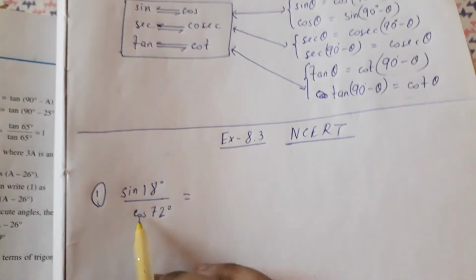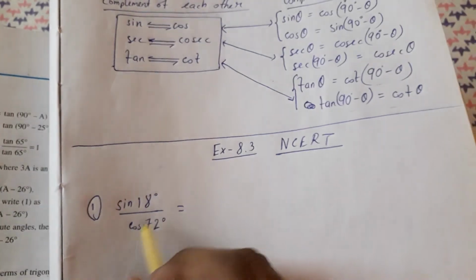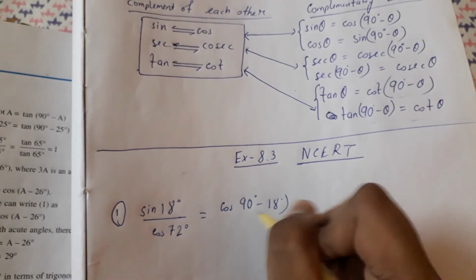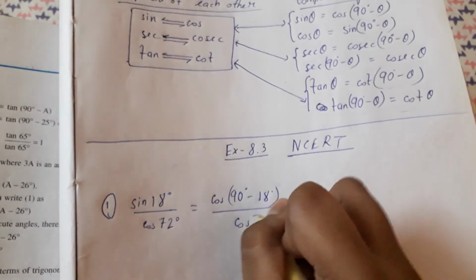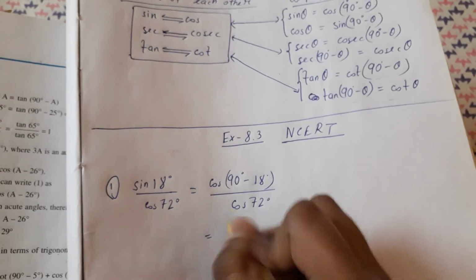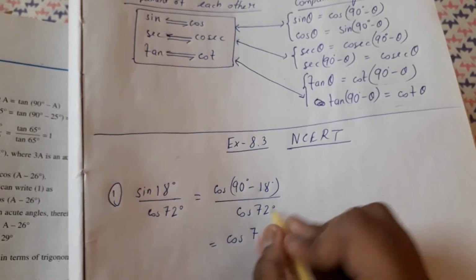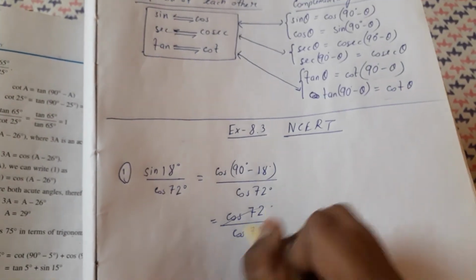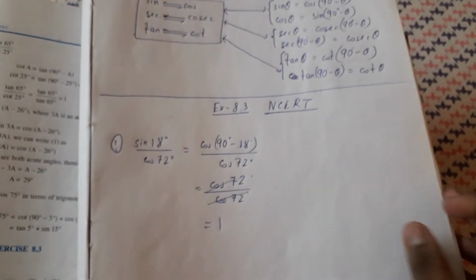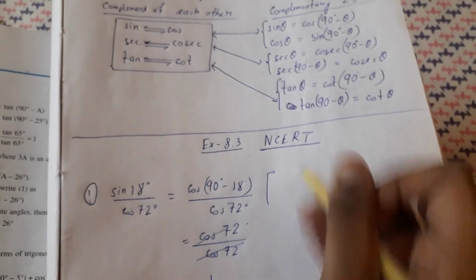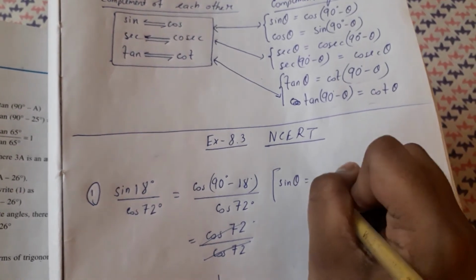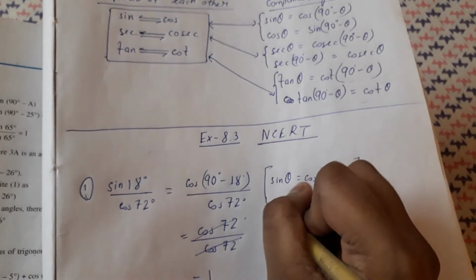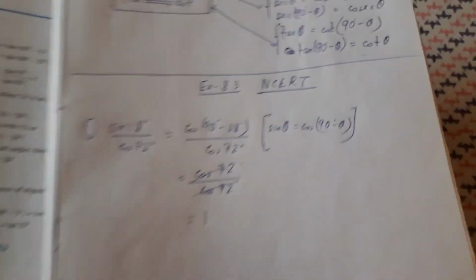Now see, I am taking sin theta is equal to cos 90 degree minus theta, divided by cos 72. This is equal to cos 90 minus 18, that is 72, divided by cos 72 degree. This will cancel out and the answer will be 1. And you have to write the reason here, that is sin theta equals cos 90 minus theta. You have to write the reason, otherwise you will not get marks. Always write the reason.